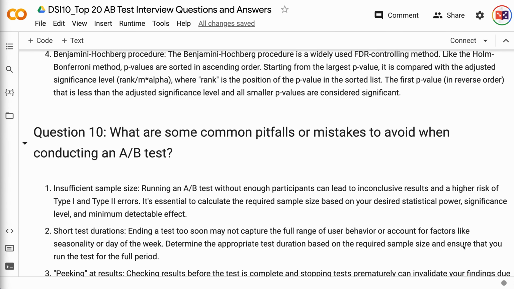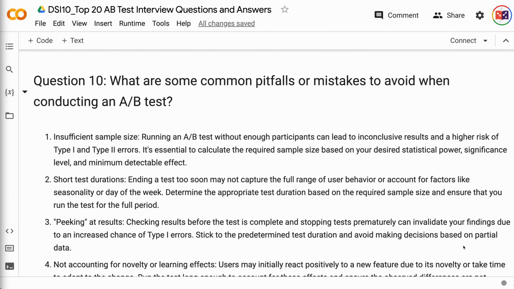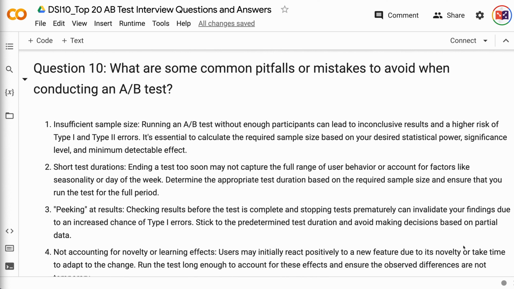Question 10. What are some common pitfalls or mistakes to avoid when conducting a randomized controlled study? 1. Insufficient sample size. Running a hypothesis test without enough participants can lead to inconclusive results and a higher risk of type 1 and type 2 errors. It's essential to calculate the required sample size based on your desired statistical power, significance level, and minimum detectable effect.